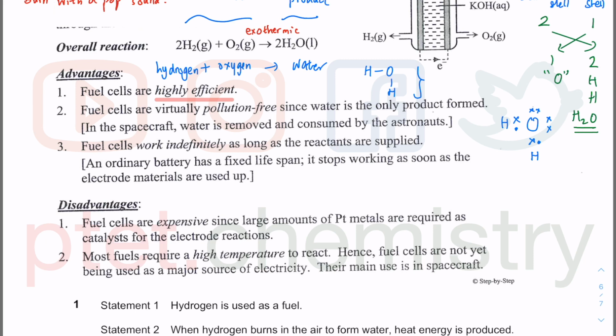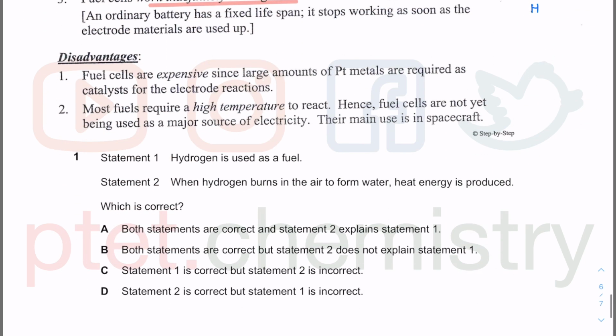The most important one is pollutant-free, because water is the only product, no carbon dioxide, no greenhouse gas, only water. Hydrogen plus oxygen give you water. Now they work indefinitely. As long as you have the hydrogen and oxygen, which are your reactants, they will work forever. In terms of disadvantages, very expensive. They are very, very expensive, and they require high temperature to react. So difficult to react, high temperature to react. Very expensive technology. Those are the disadvantages, the bad points.